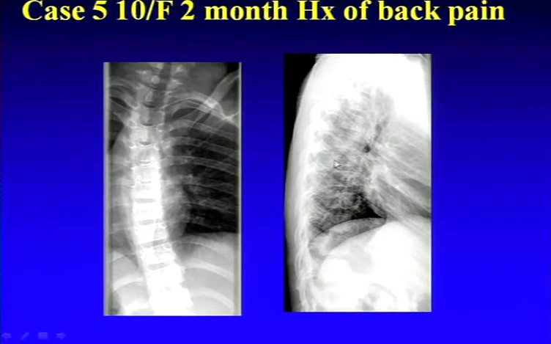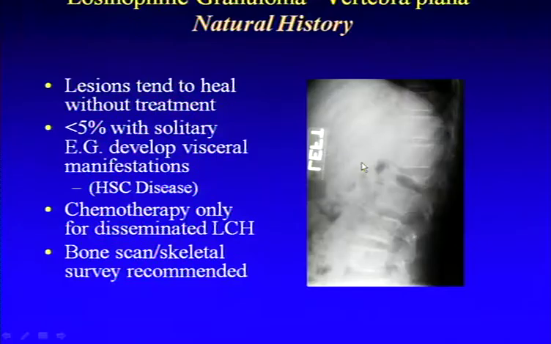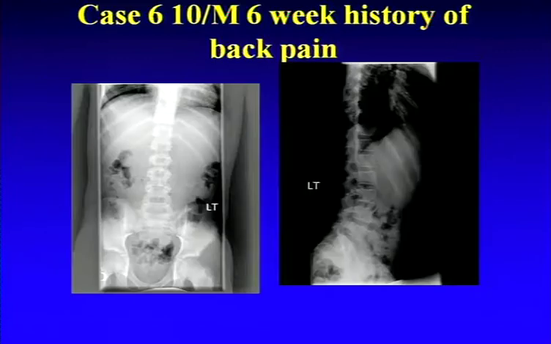Here's collapse. This was a partial collapse in a 10-year-old with a 2-month history of back pain who had eosinophilic granuloma, or a partial vertebra plana. Here's a complete vertebra plana. And again, generally do not need chemotherapy. We do get skeletal surveys and bone scans to look for other lesions. About 10% of those patients will have something else.